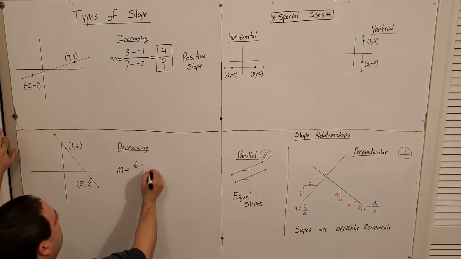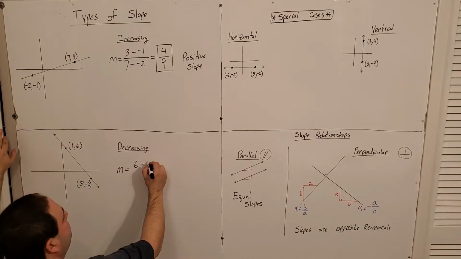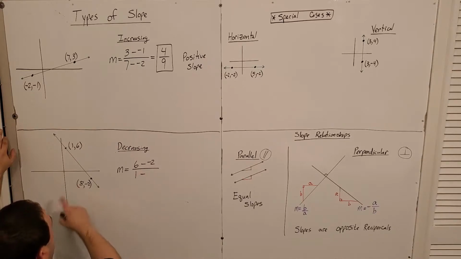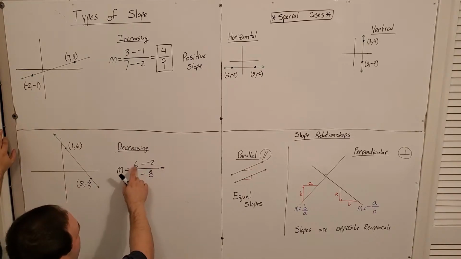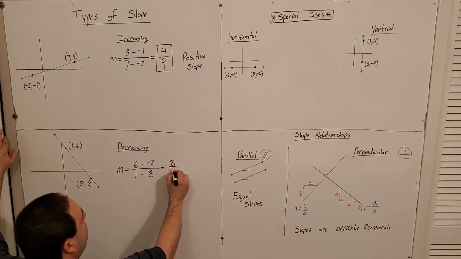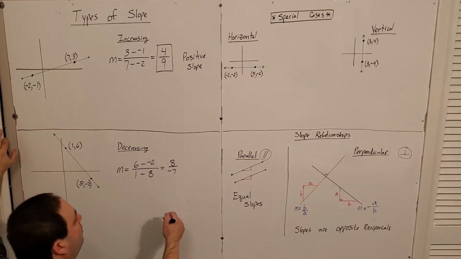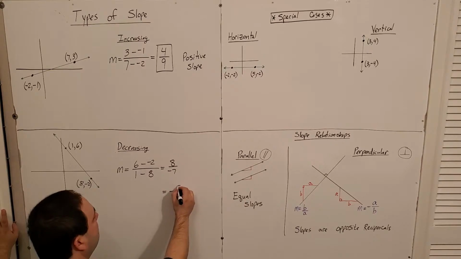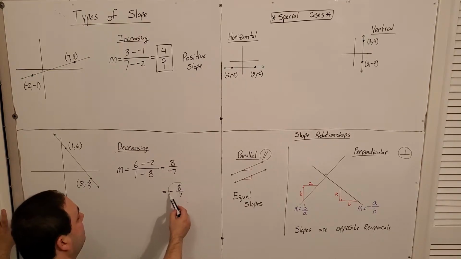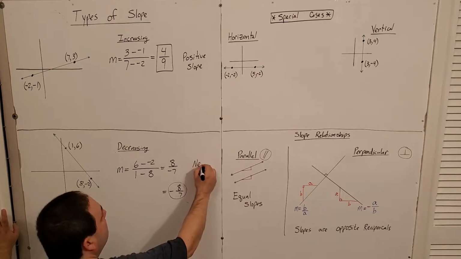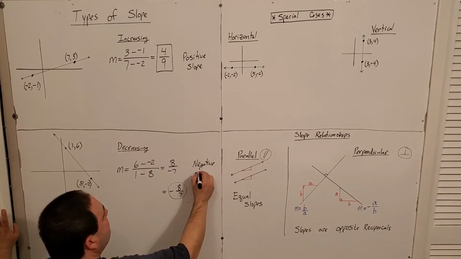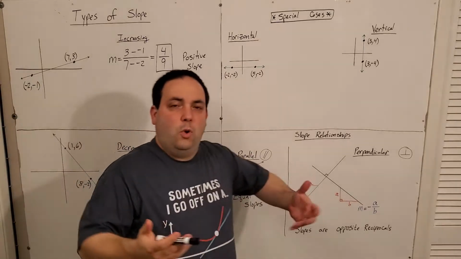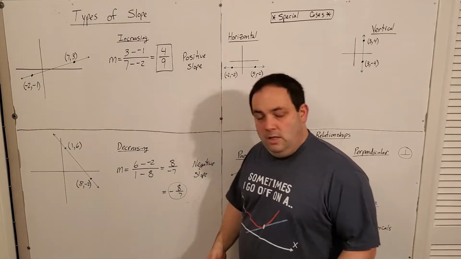y2, 6, minus y1, negative 2, over x2 minus x1. So what I'm getting here is 8 over negative 7. So overall, I'm getting a negative 7/8. I'm sorry, negative 8/7. Whew, I don't know why I said that. So again, notice it's a negative slope, as you would expect. Because of course increasing was a positive slope, decreasing should be the opposite.